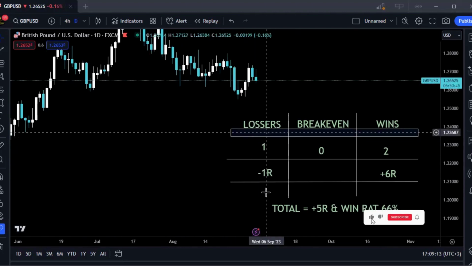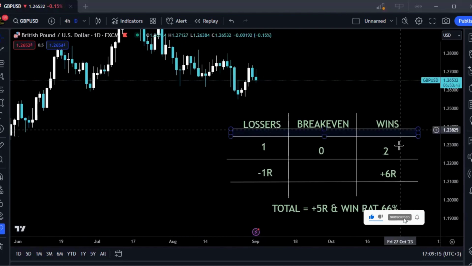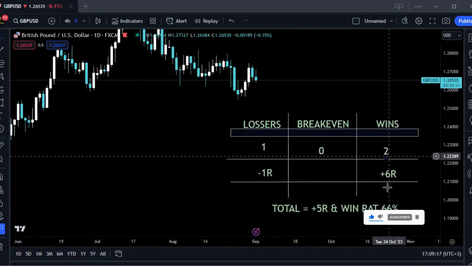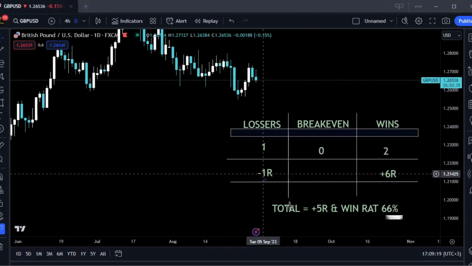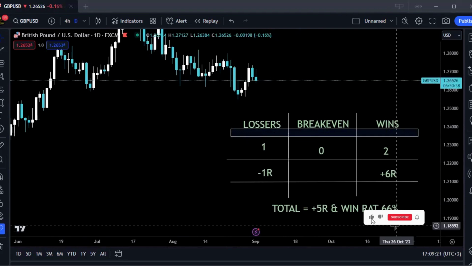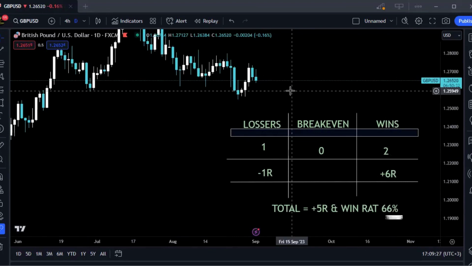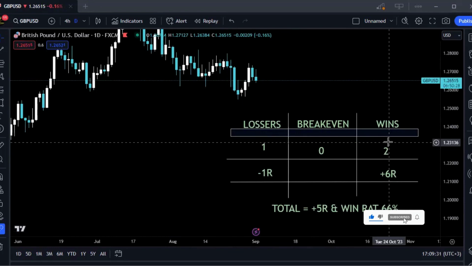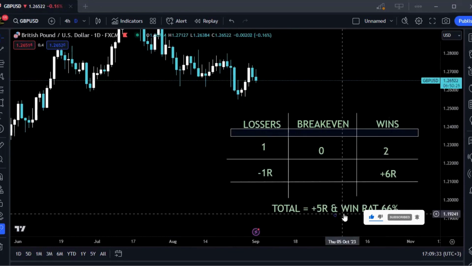We had 1 loser and 2 winners. Both of them closed at 3R, which gave us 6R. Minus that, we get a 5R with a 66% win rate. So GBPUSD, we do notice that with our trading strategy, it's a profitable pair. It may have few trading opportunities, but still, it gives us great results.